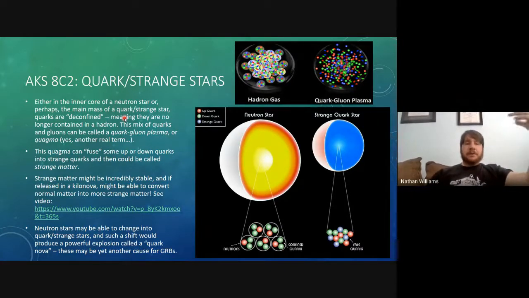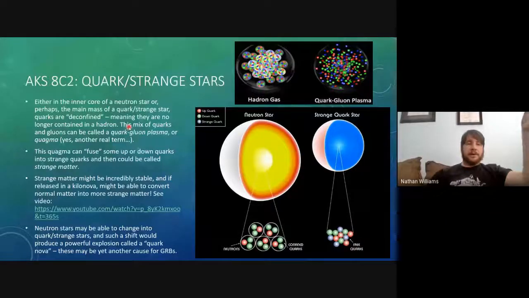Now, another term you may have heard before, especially if you've ever looked into any of this stuff: this mix of quarks and gluons can be called a quark-gluon plasma, or quagma. That's a real scientific term. Sounds kind of funny, but that's what it is. And this quagma, like we said, it can fuse. If you can get some of the up and down quarks to fuse together, they can possibly form a strange quark. And then you've got enough strange quarks that this can be called strange matter.